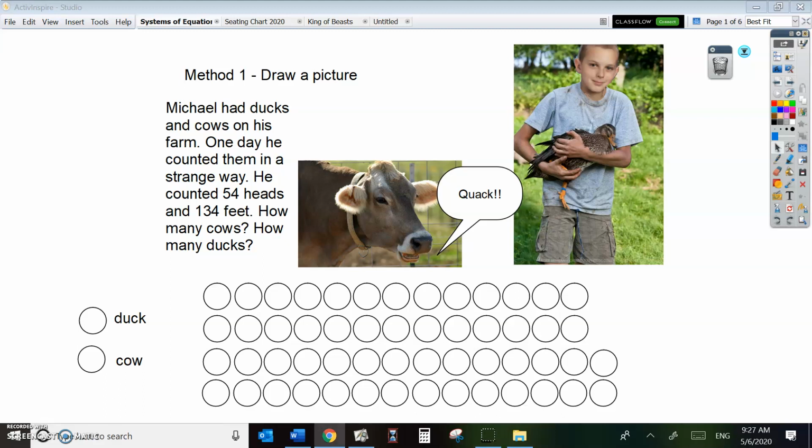Michael had ducks and cows on his farm. One day he counted them in a strange way. He counted 54 heads and 134 feet. How many cows? How many ducks?